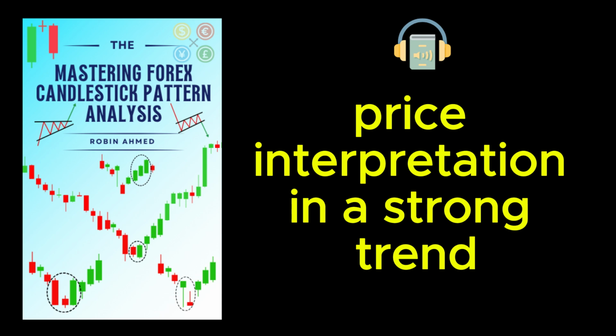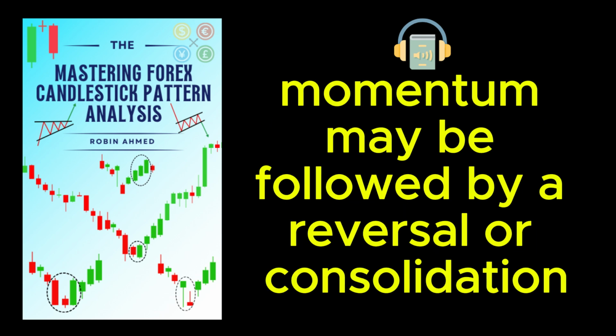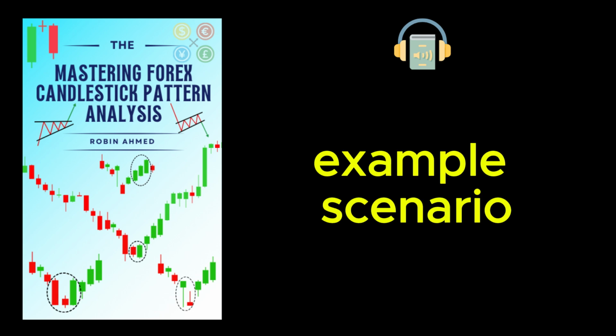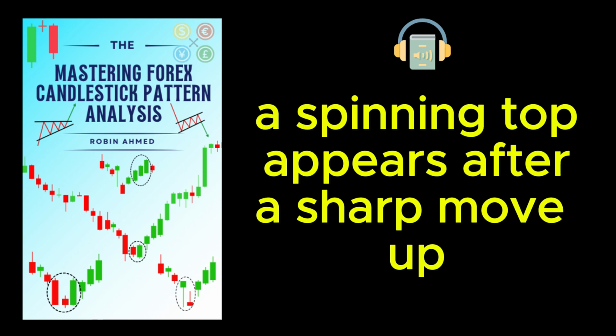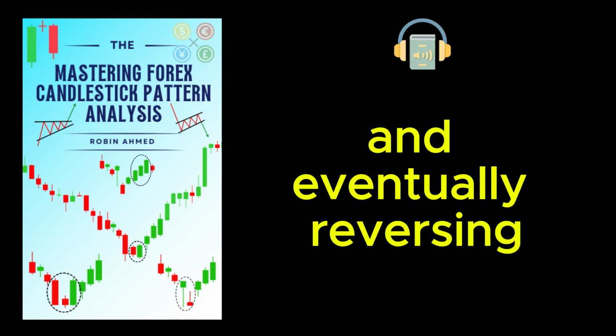Interpretation: in a strong trend, it may indicate a pause or weakening momentum. It may be followed by a reversal or consolidation. Example scenario: a spinning top appears after a sharp move up. The next candles show price slowing and eventually reversing.